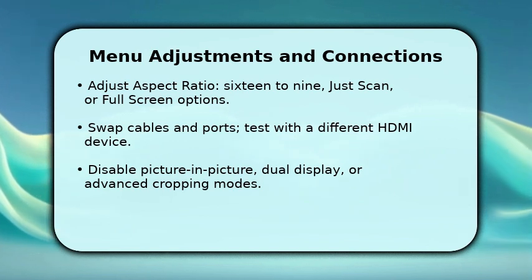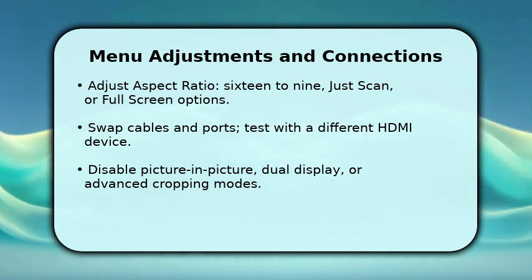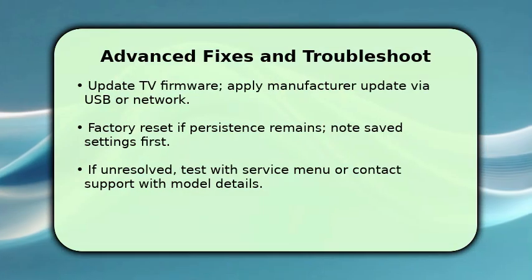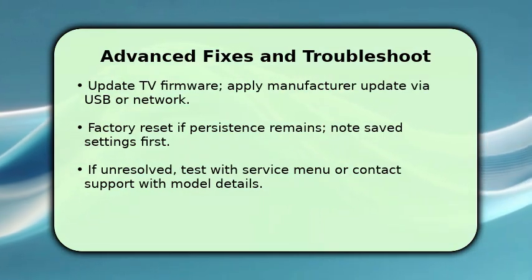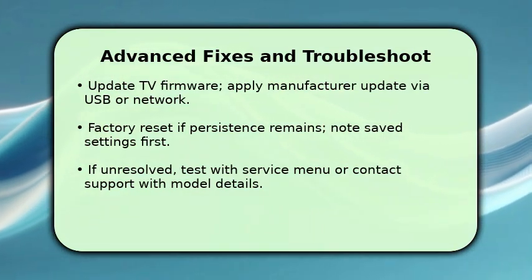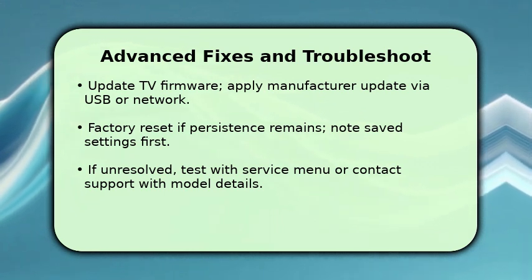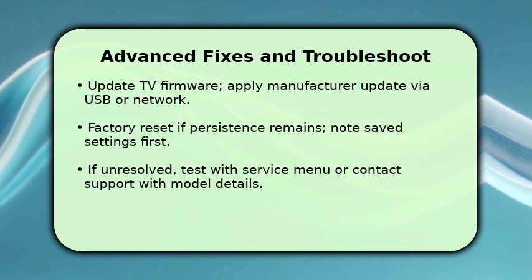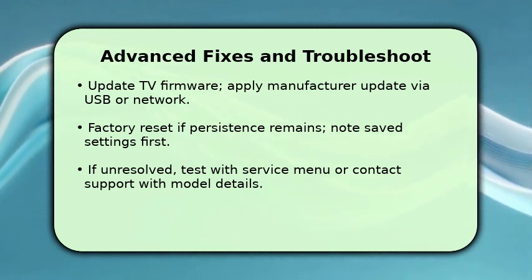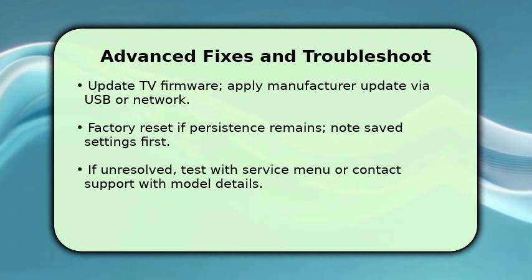For persistent splits, update the TV firmware. Manufacturers fix display bugs in updates, so download via network or USB and install carefully. If the issue remains, perform a factory reset, backup channel lists and custom settings first because reset returns the display to defaults. Once reset, retest with a single known good source.